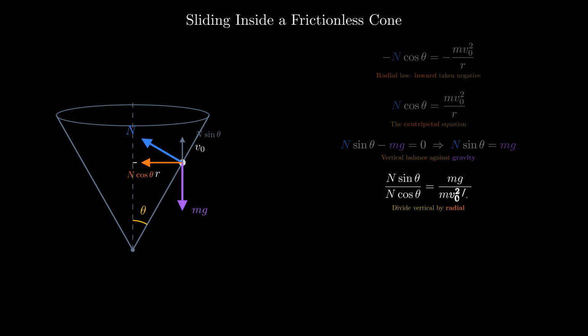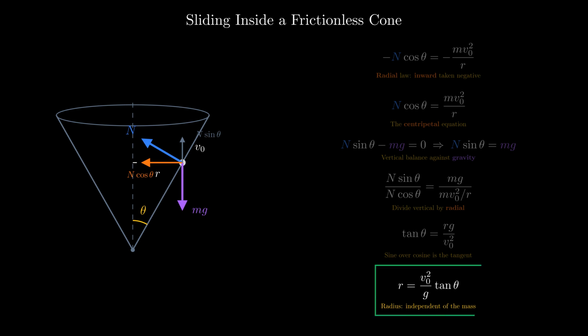Here's the elegant step. Divide the vertical equation by the radial one. The normal force N cancels completely and so does the mass. On the left, sine over cosine is the tangent of theta. On the right, mg divided by m v0 squared over r simplifies to rg over v0 squared. So tangent theta equals rg over v0 squared. Solve for the radius, r equals v0 squared over g times the tangent of theta.